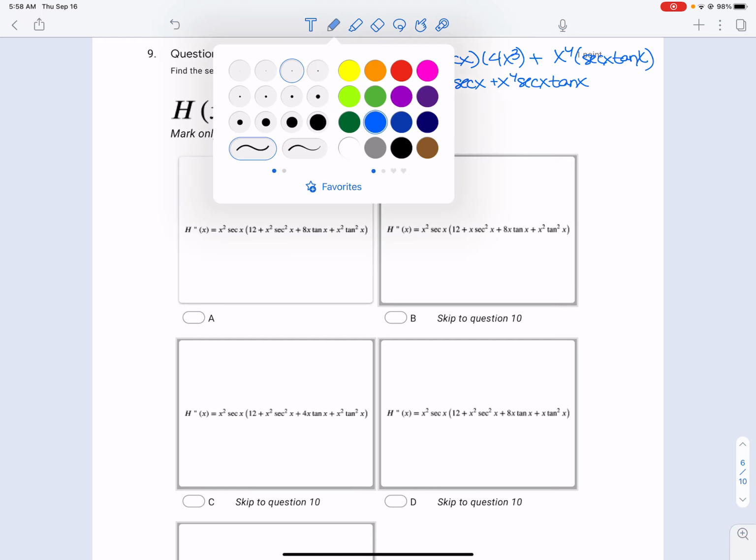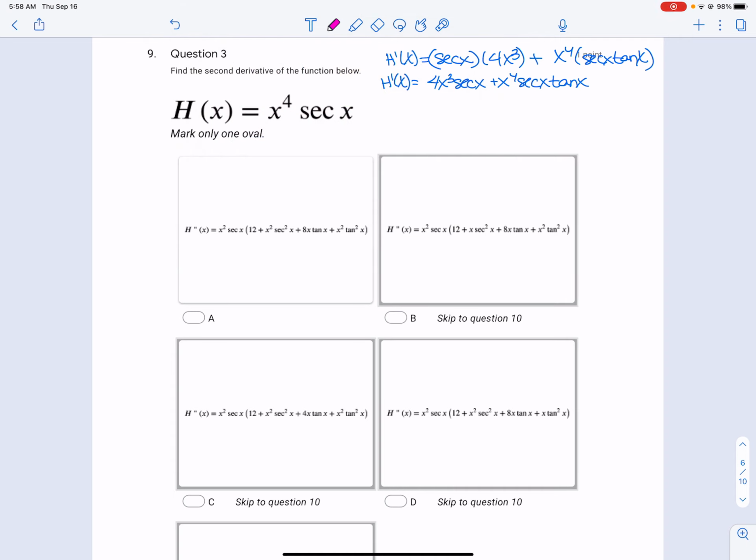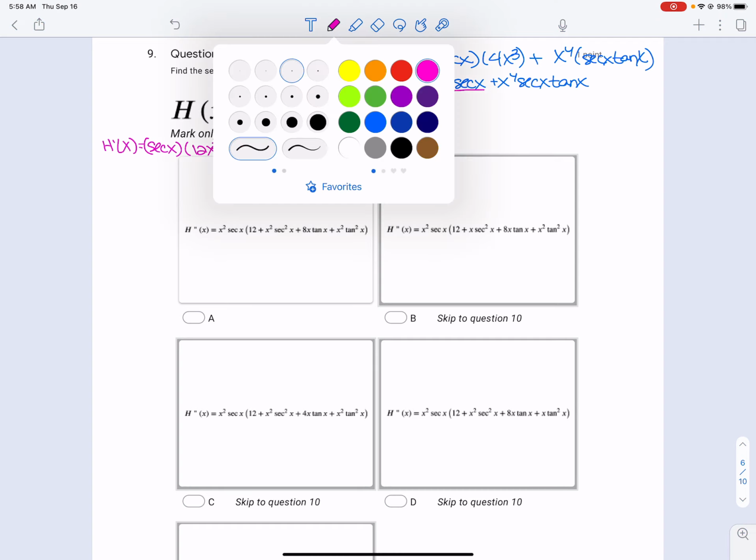Now I want the second derivative. When I do the second derivative, I'm going to have to do product rule here. So I'm going to move all the way over here. It's not t, x. Okay, so I have secant of x, and then I have the derivative of 4x cubed, which is 12x squared. And then plus 4x cubed, derivative of secant is secant x tangent of x. Okay, so that gives me the derivative of the first part.